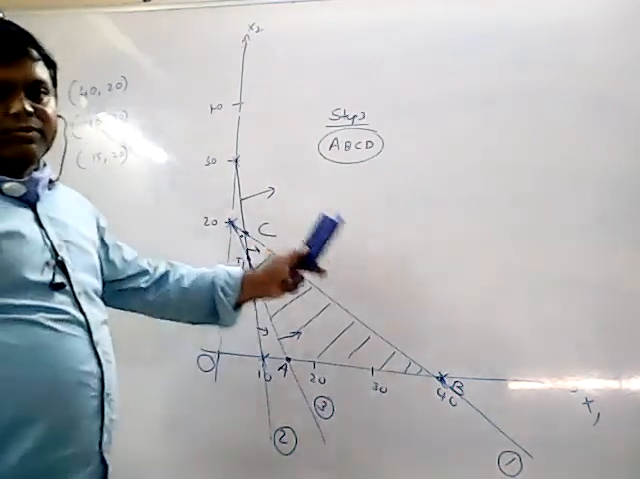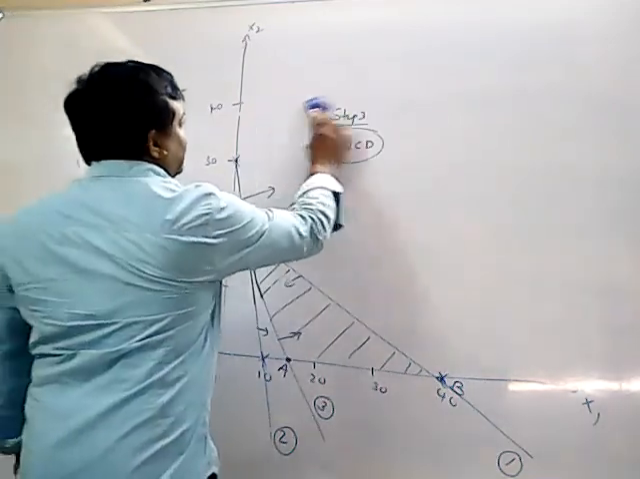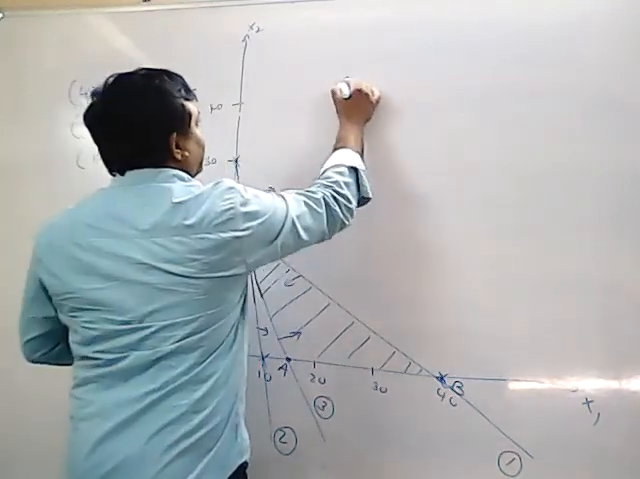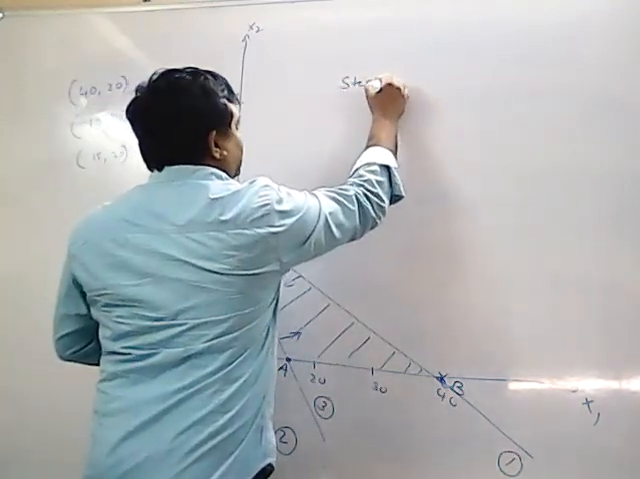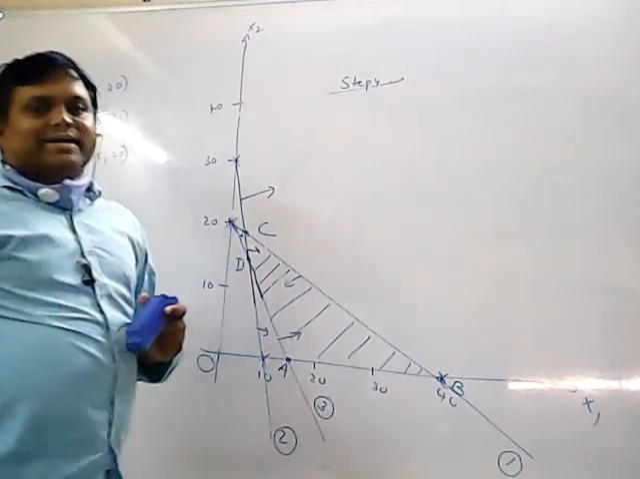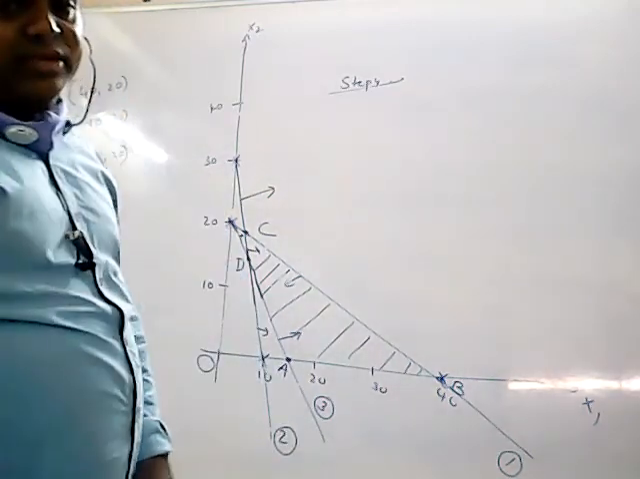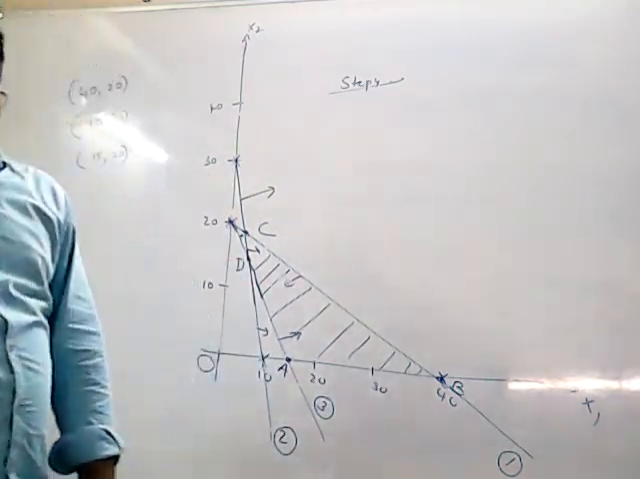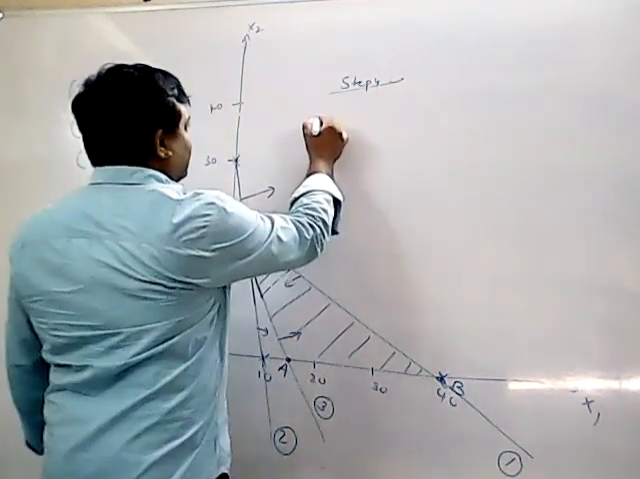Okay, now step number 4 is important. What is step number 4? Step number 4 is that you have to identify the corner points of the feasible region.